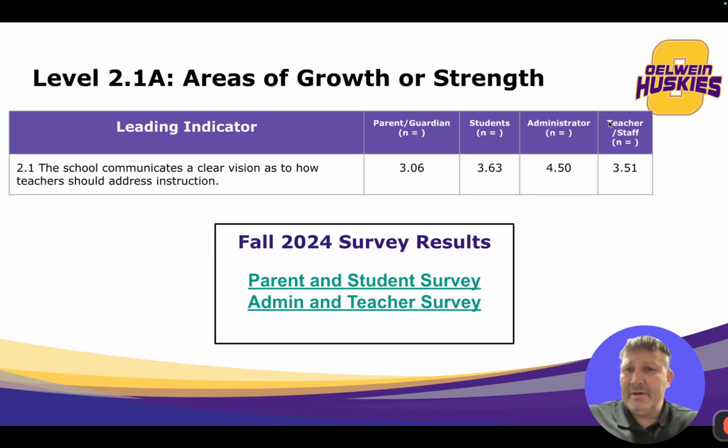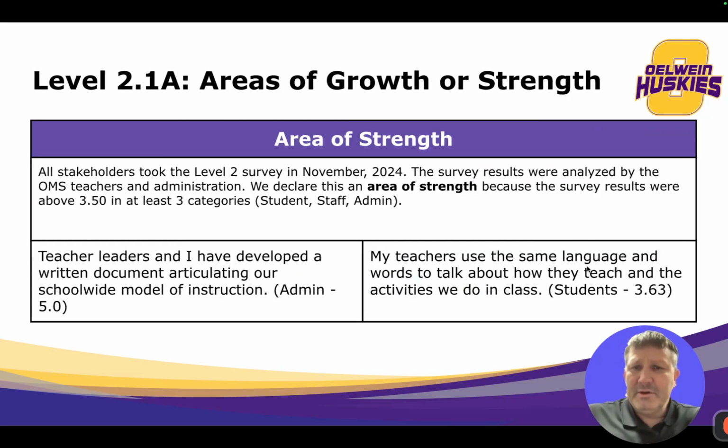So in Task A, the leading indicator here: the school communicates a clear vision as to how teachers should address instruction. You can see our scores there from our survey. Parents were at 3.06. The rest of them, the students, administration, and teachers, all gave us good scores above 3.5. So we were happy to see that. We considered this an area of strength, with three categories, students, staff, and admin, being above the 3.5.